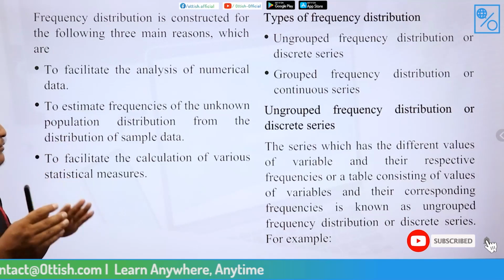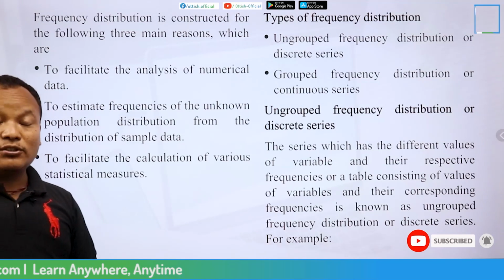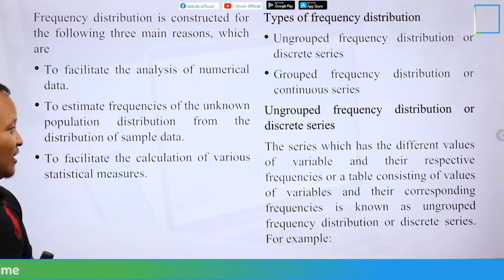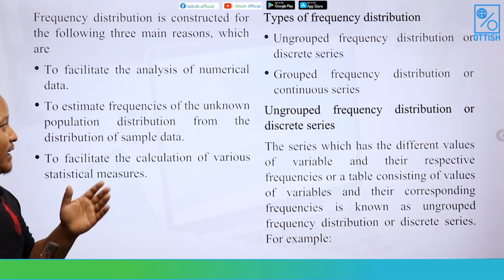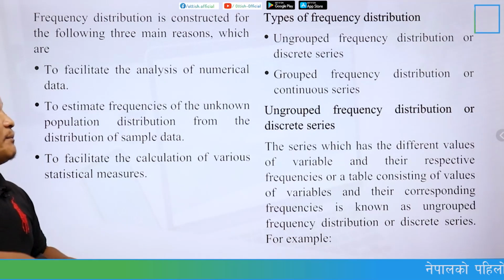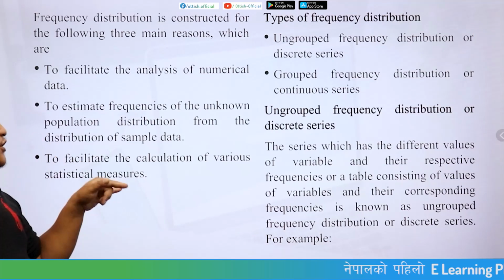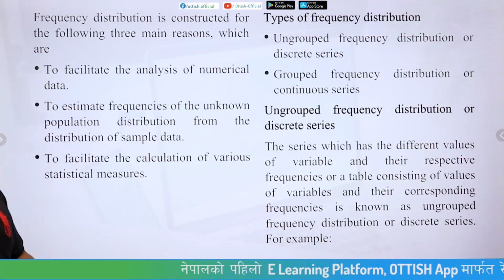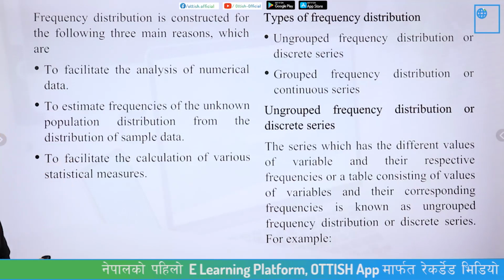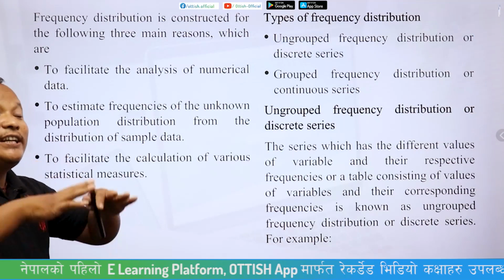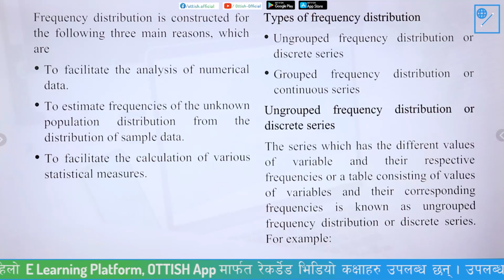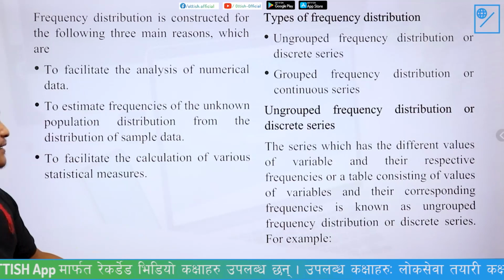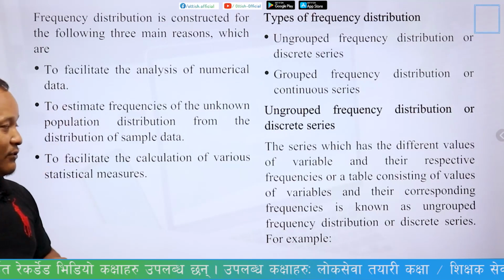Next, to estimate the frequencies of the unknown population, because we conduct different research based on samples. Therefore, we estimate, predict, or forecast the nature of the unknown population distribution from the frequency distribution of the sample. How the data from the sample looks in the population or entire unit, we should present or classify the data based on the frequency distribution.